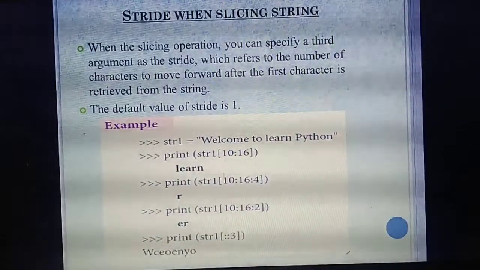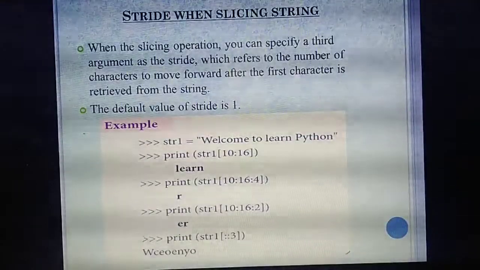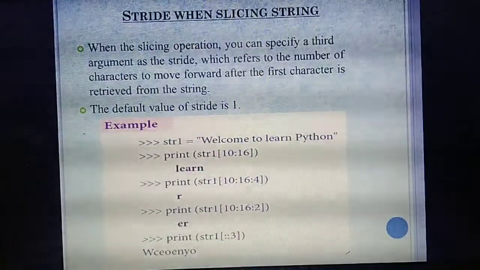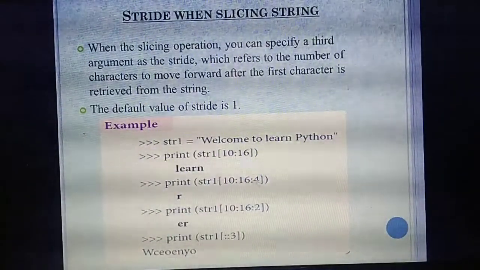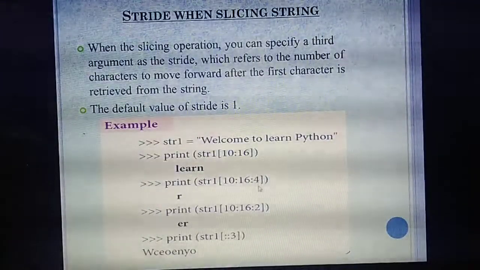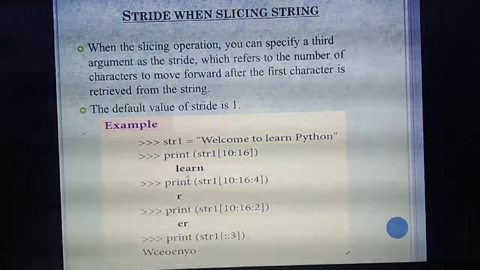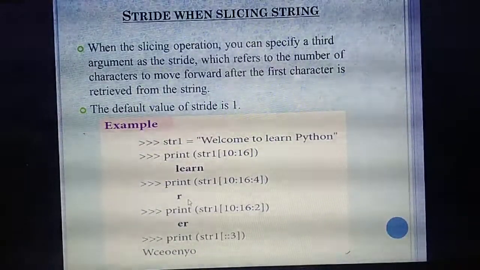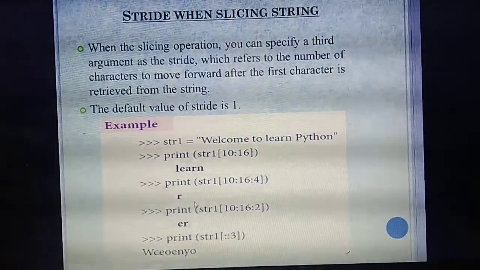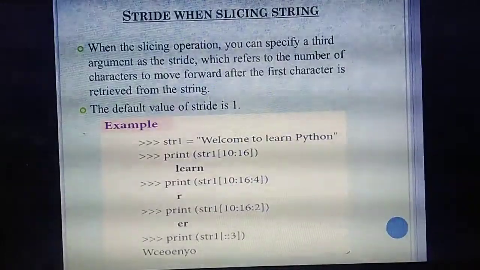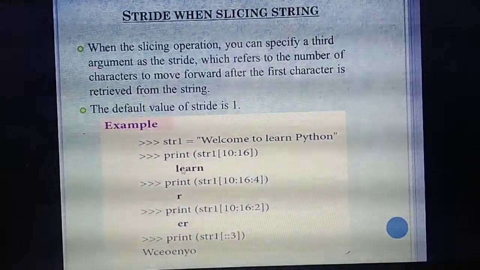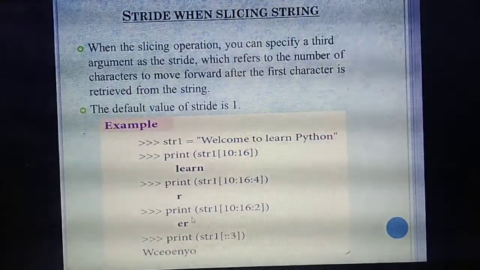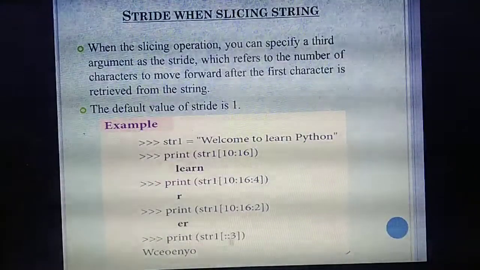Next, in str1, already you have sliced 10 to 16. In that, you take a stride of 4, so the 4th place. Understand? Already you have sliced 10 to 16, and in this you again slice the 4th character. 1, 2, 3, 4. What's the 4th character? R. Already R is there. Next, you are going to slice the second. What's the second letter? 1, 2, E. So along with this, ER will come. Understand? Next, you are going to slice.